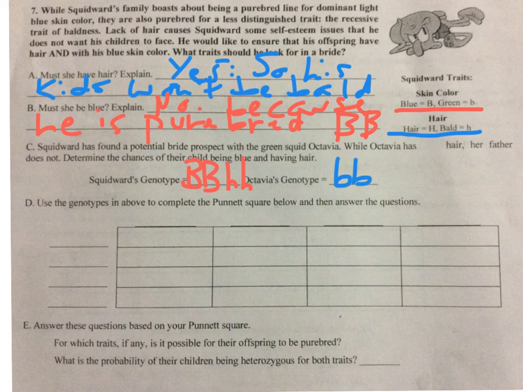And then the trick with Octavia for her hair, because even though she has hair, I don't know if she's homozygous dominant or heterozygous. So it tells me, though, that she has hair and her father does not. It's just some weird spacing on that problem. So if she has hair, I know she has to have a capital H, but since her father does not have hair, he was bald, she had to get a recessive h from him. Okay, so now we have the genotypes. And if you FOIL, then you can get the gametes for the Punnett square.